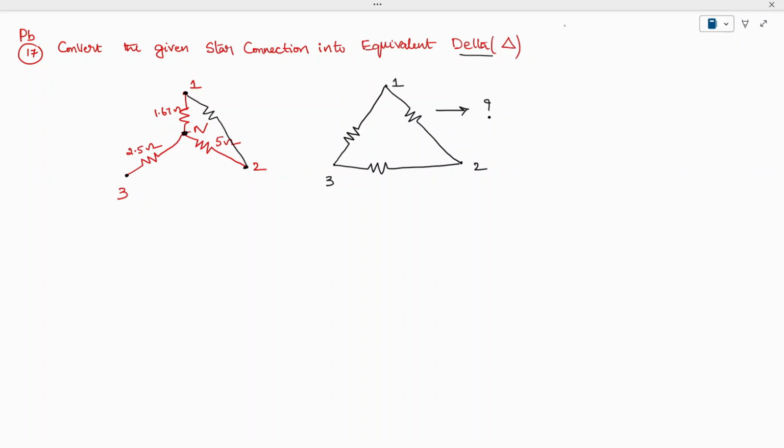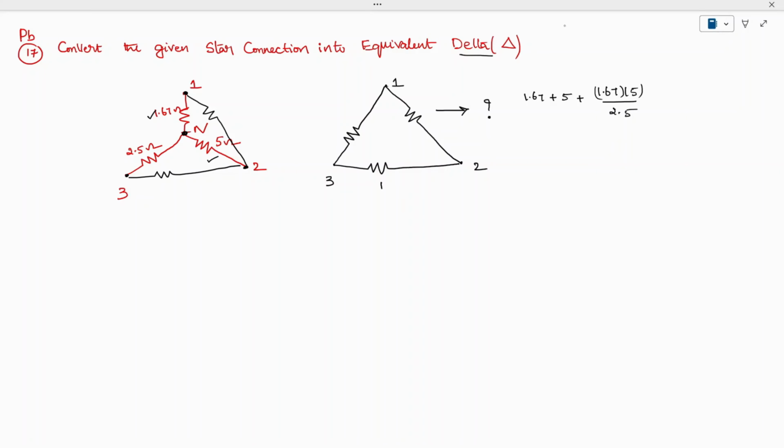So how to find this black color resistor: this black color resistor is touching two red color resistors, these two branches. So the first branch resistance is 1.67 plus, what is this branch, 5, plus the product of these two, which is 1.67 into 5, divided by the remaining branch. What is the remaining branch? Divided by 2.5.